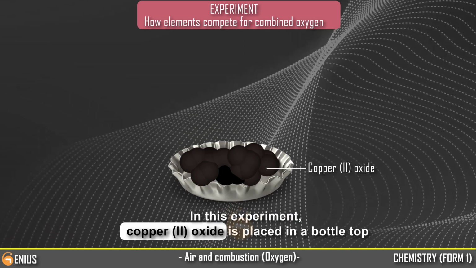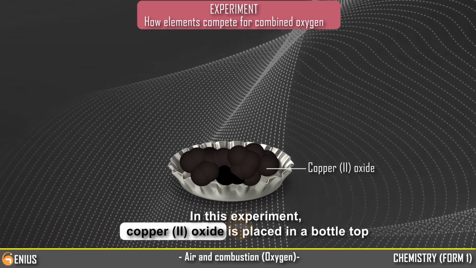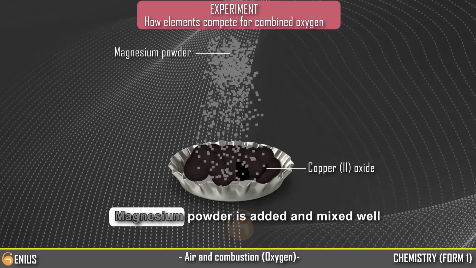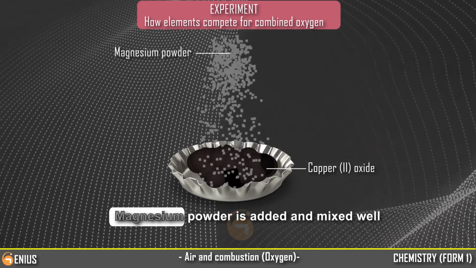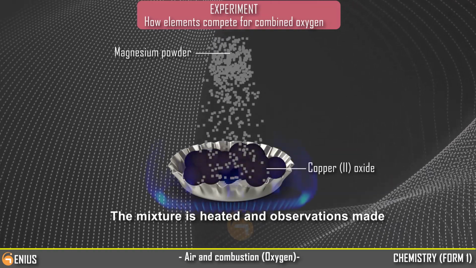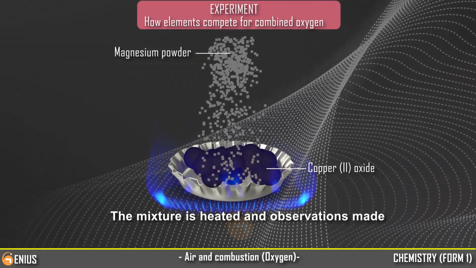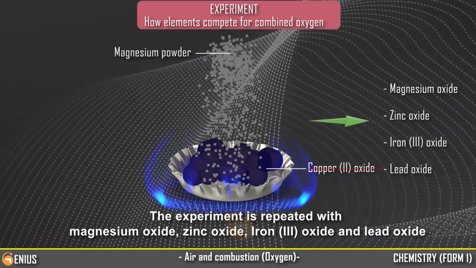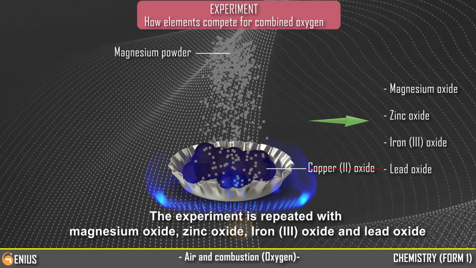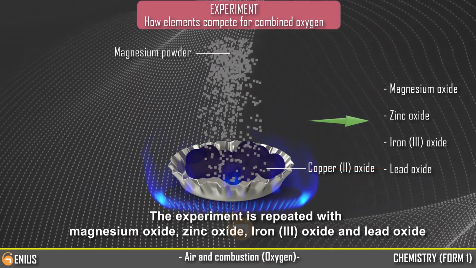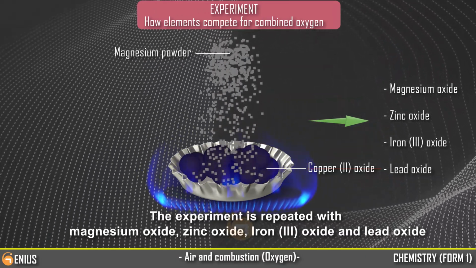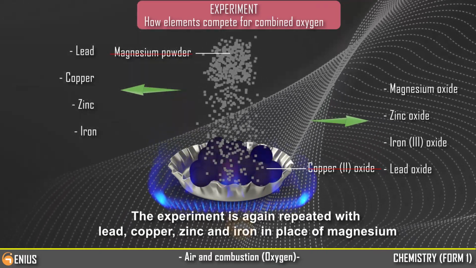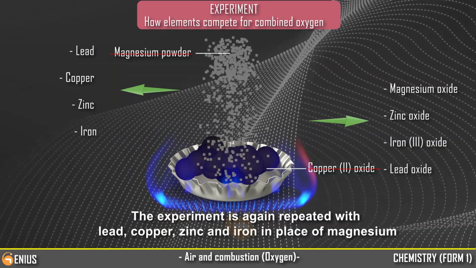In this experiment, copper(II) oxide is placed in a bottle top. Magnesium powder is added and mixed well. The mixture is heated and observations made. The experiment is repeated with magnesium oxide, zinc oxide, iron(III) oxide and lead oxide. The experiment is again repeated with lead, copper, zinc and iron in place of magnesium.